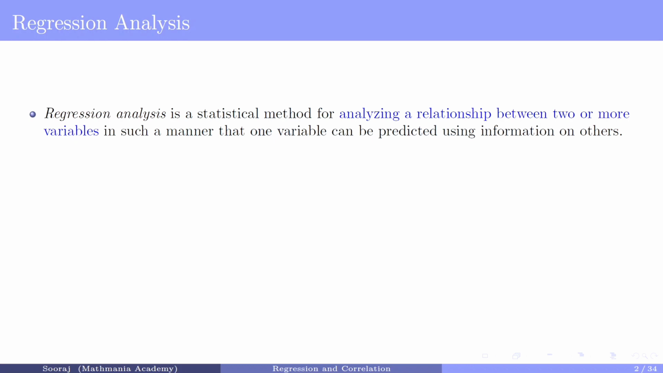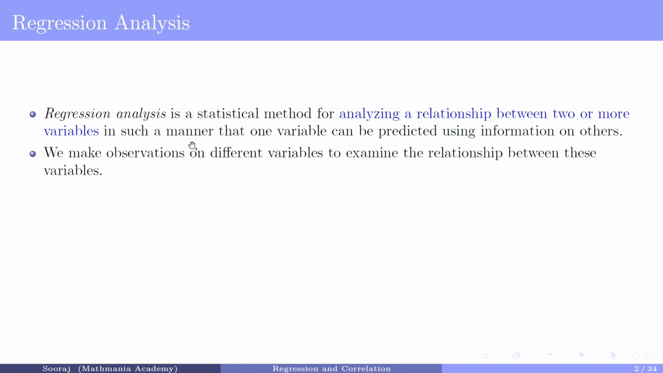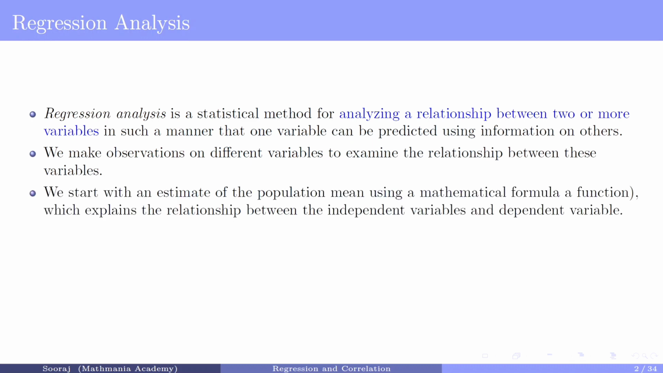When we try to analyze the relationship between two or more variables, we of course expect one variable to depend on the other, and when we have more than two variables, we expect some dependency between them. Here, that is what we are going to analyze, in such a manner that one can be predicted using the information about the others. We make observations on different variables, and with that observation we are going to establish some relationship between these variables.